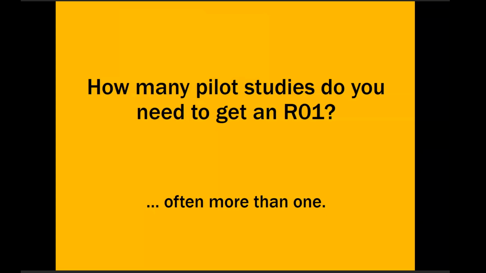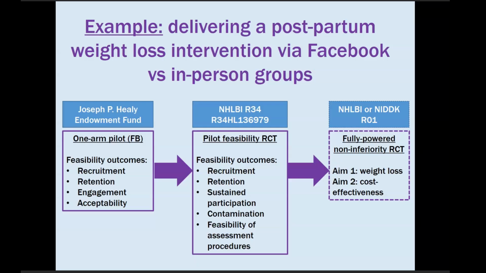Also, sometimes, depending on what the big study is, we just need more than one smaller project or pilot study in order to get where we have the kind of preliminary data that would support an R01. So we wanted to walk you through an example from my program of research of needing a couple of pilot studies to get where we're going, which is eventually an R01.